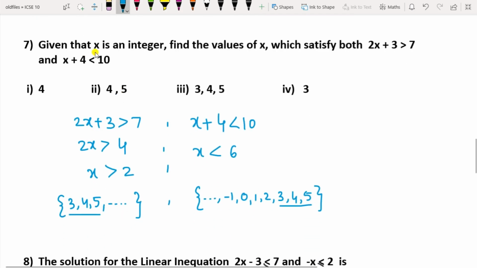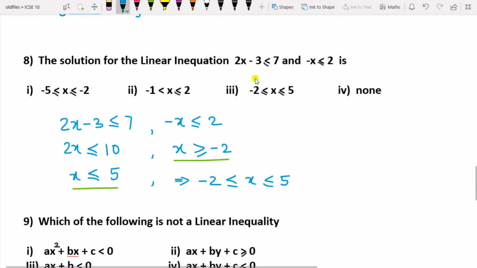Given that x is an integer, find the values of x which satisfy both 2x + 3 > 7 and x + 4 < 10. So solve both the equations here. You get for the first equation x > 2 and for the second equation x < 6. So x is greater than 2, that means 3, 4, 5 and so on as it is an integer. And x is less than 6, so it is ..., -1, 0, 1, 2, 3, 4, 5. So the values which are common in both these equations are 3, 4 and 5.